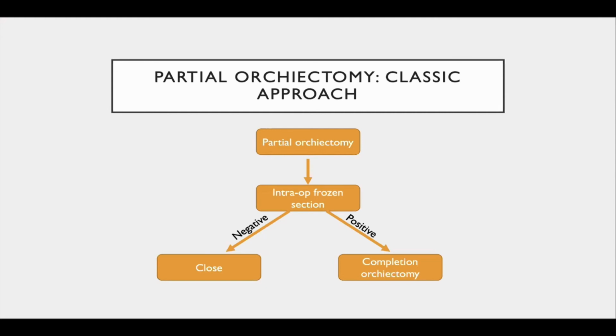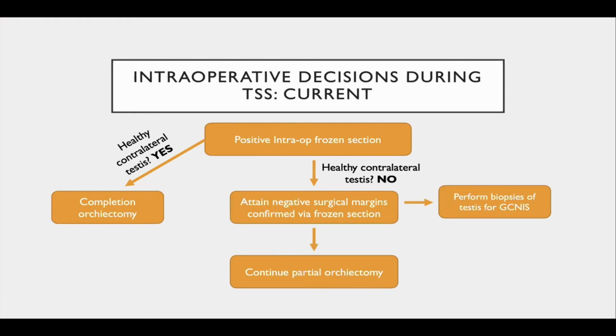Unfortunately, this approach doesn't take into account some of the nuances of patients who are undergoing partial orchiectomy. They're usually being offered this for a specific reason, such as our case with the solitary testis. So if you were to do a completion orchiectomy in that case, you would render them without any remaining testicular tissue. So perhaps you can have a bit more nuance to that intraoperative decision making. So this is sort of the more updated version of what type of decision making we're doing when we're doing these procedures in the OR.